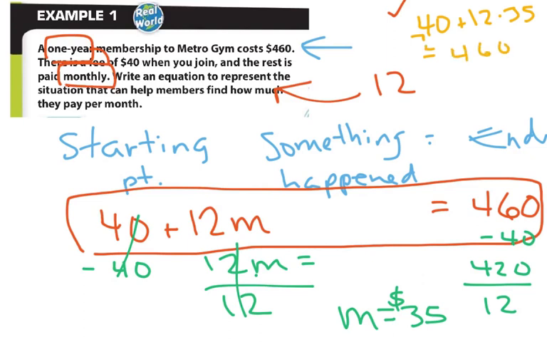460? Okay. And so 12 times 35 equals 420. So 40 plus 420. Does that equal 460? 460 equals 460, and I'm good to go. I know that got a little sloppy there, but I hope you're able to follow along with my thinking.